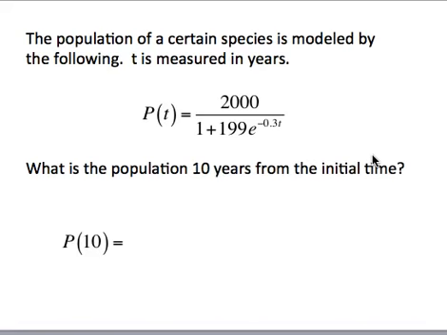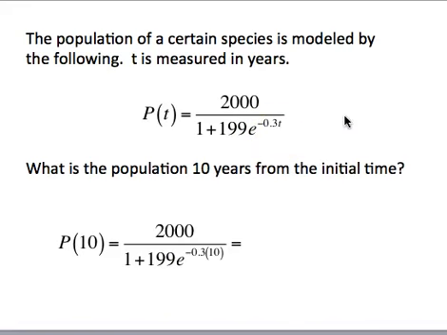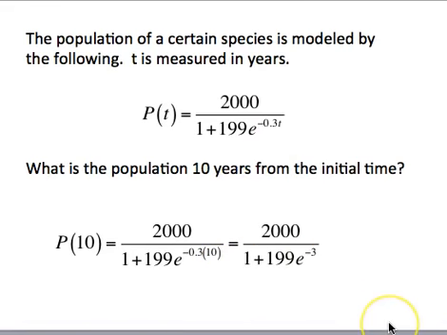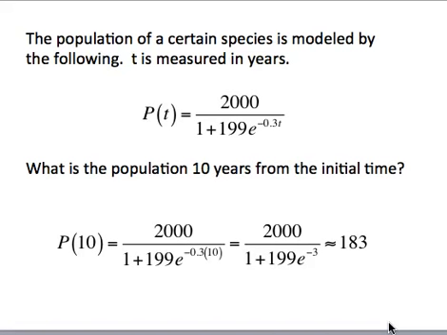Okay, our next question is, what is the population 10 years from the initial time? That's going to require us to plug a 10 in for t. That'll be negative 0.3 times 10. Negative 0.3 times 10 is just negative 3. So we get 2,000 over 1 plus 199 e to the negative 3, which, if you had no calculator, is as far as you could go. But with a calculator, you can see that that's approximately 183 individuals. So we grow from 10 to 183 in 10 years. And as we get closer and closer to infinity, we know it will grow to approximately 2,000.